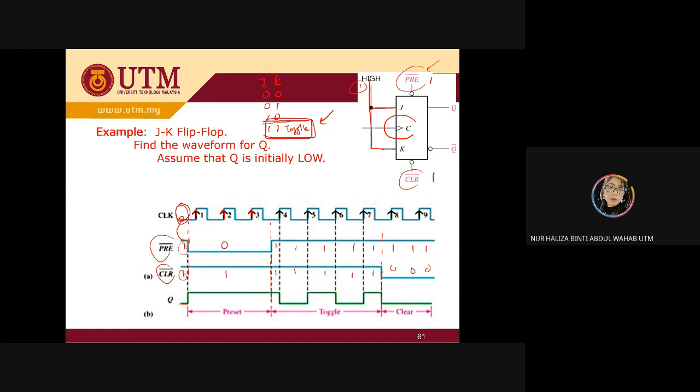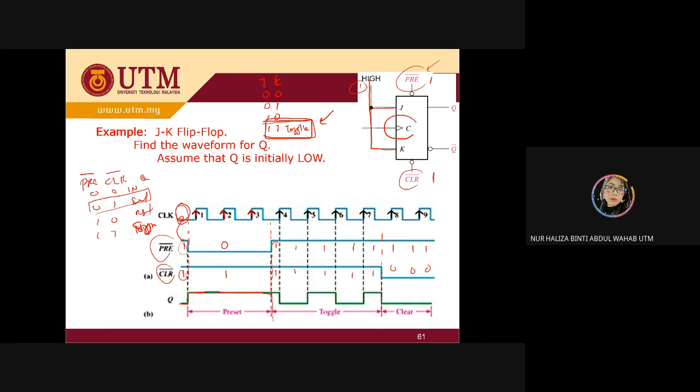Now our pre is 0, our clear is 1. Pre, clear, output: 0, 0; 0, 1; 1, 0; 1, 1. Invalid, set, reset, and this one is flip-flop or synchronize. Okay, for this part it is 0, 1. It will be set. I'm going to set until I meet a change at my pre and clear.